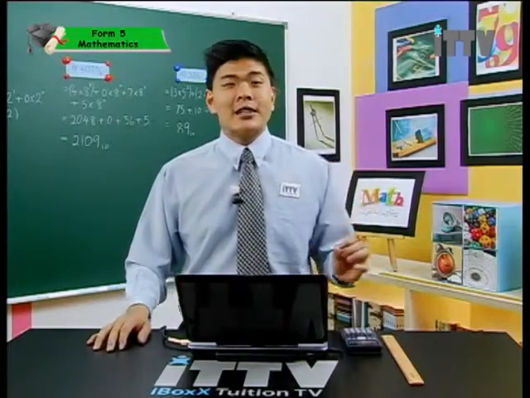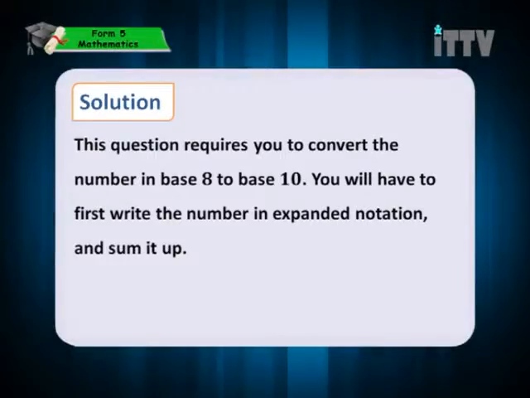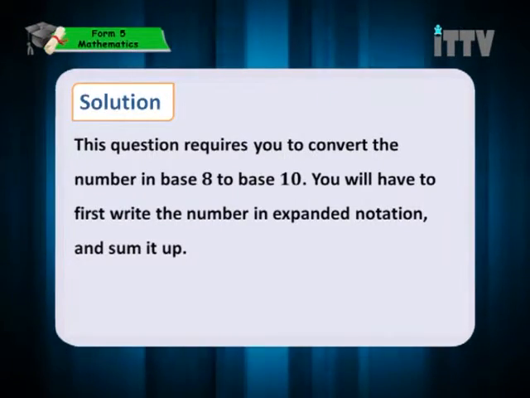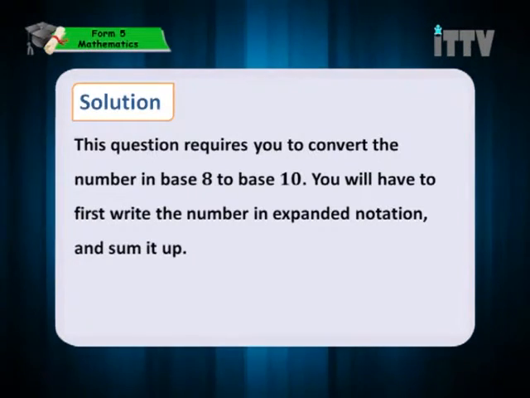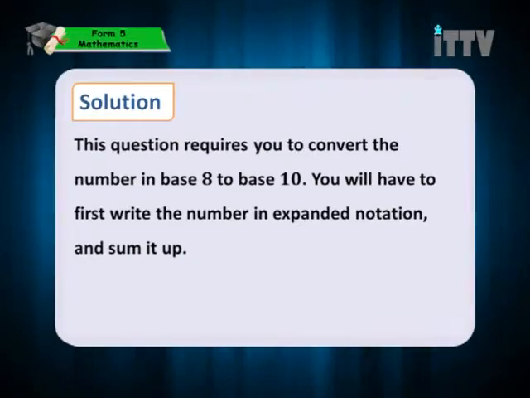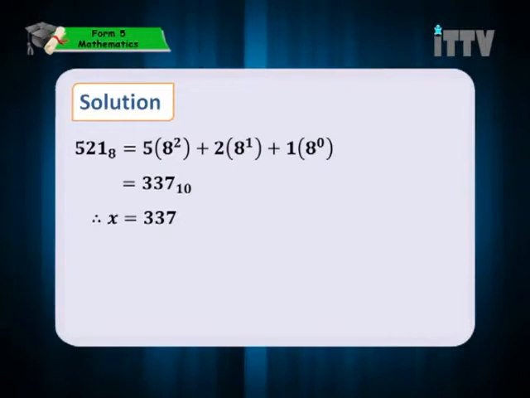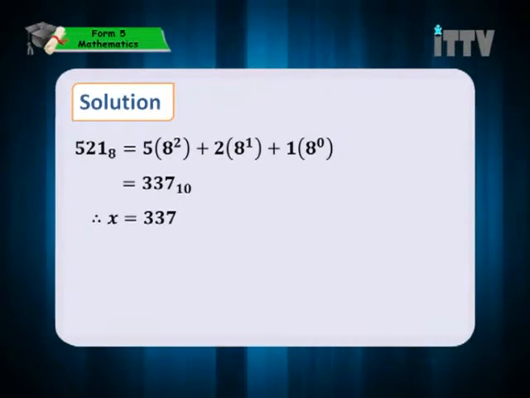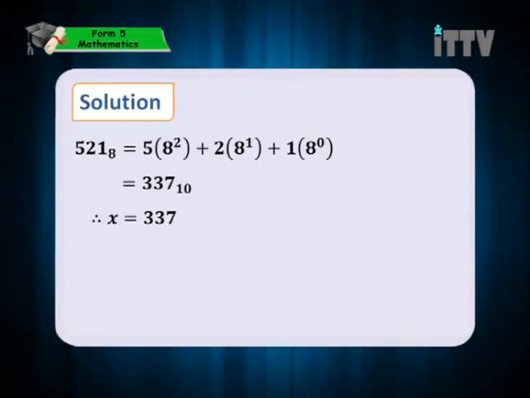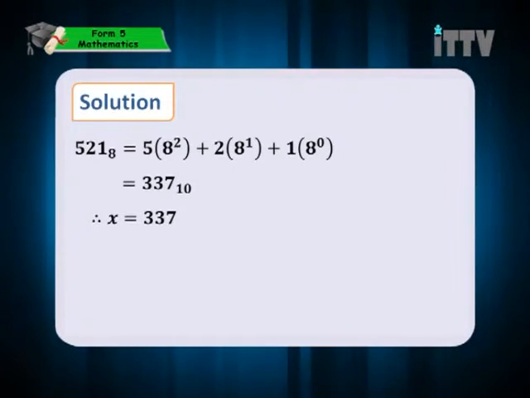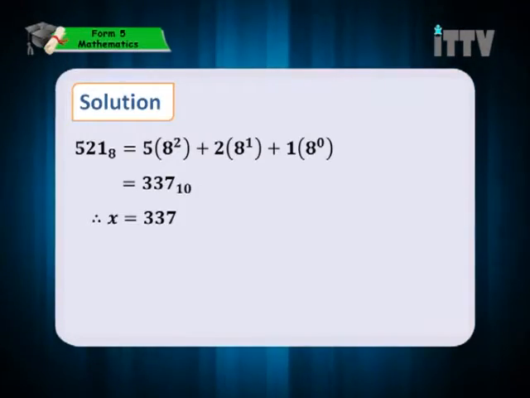Now let's take a look at the solution. A reminder of the steps. This question requires you to convert the number in base 8 to base 10. You will have to first write the number in expanded notation and then sum it up. So 521 in base 8. In expanded notation, it will be 5 multiplied by 8 squared plus 2 multiplied by 8 to the power of 1 plus 1 multiplied by 8 to the power of 0. Sum it up. 337 in base 10. Therefore, x is equal to 337.